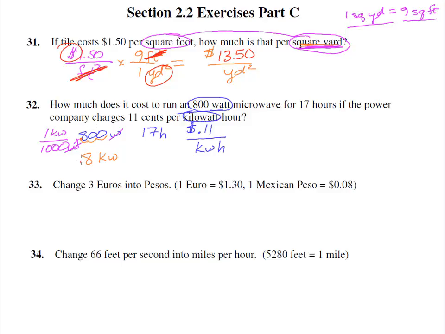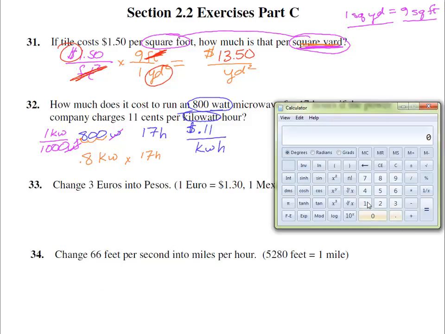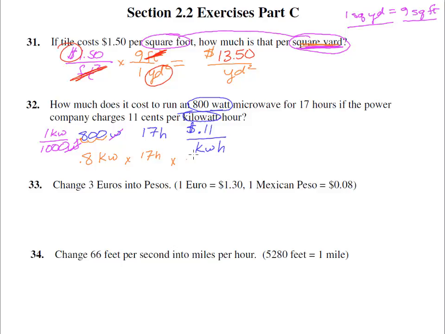Now some of you will be able to do that in your head. Dividing by 1,000 is just moving the decimal 1, 2, 3 places, which makes the metric system very easy to use in conversion. So 0.8 kilowatts times 17 hours, and when we multiply those two things together, 17 times 0.8, we might need a calculator, that equals 13.6 kilowatt hours. And then we're going to times that by 0.11 dollars per kilowatt hour. And when we multiply them, the kilowatts cancel and the hours cancel. So we will be left with amount of dollars. So let's pull up that calculator.